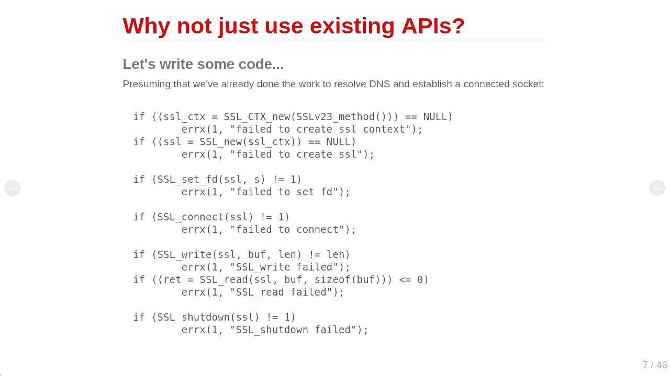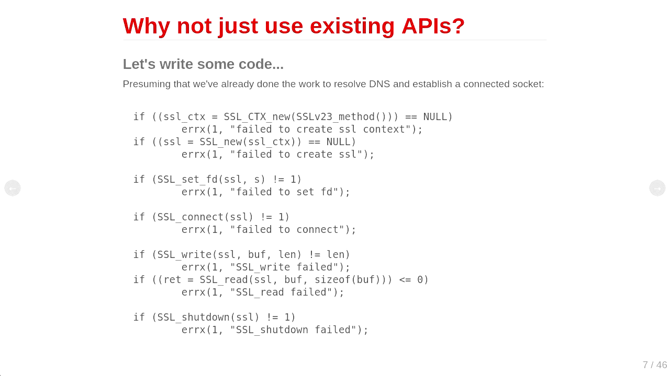So, okay, if we're going to reinvent the wheel, we probably need to make sure it's a better wheel. Why not use existing APIs? And this is the part of the talk which is a little bit challenging. I'm trying not to give you large code dumps, but we need a little bit to point out and talk about. So at this point, we're going to assume that we've already done all the work necessary to resolve DNS and we've got an established socket.